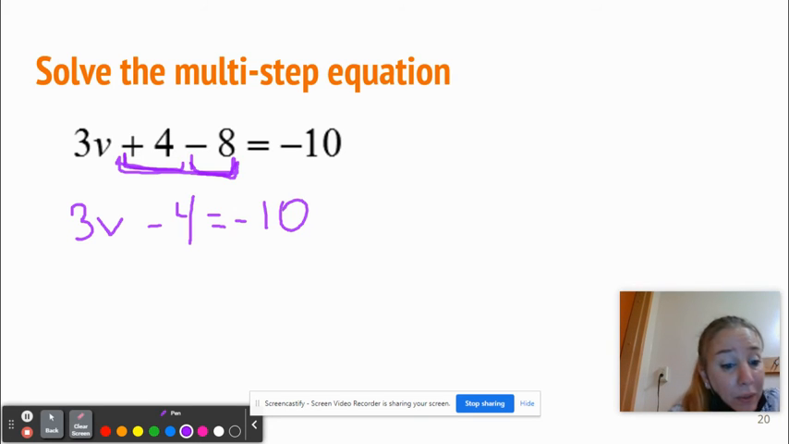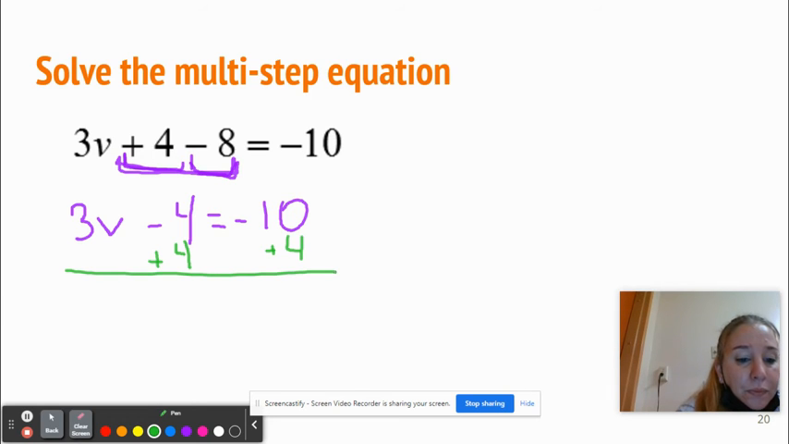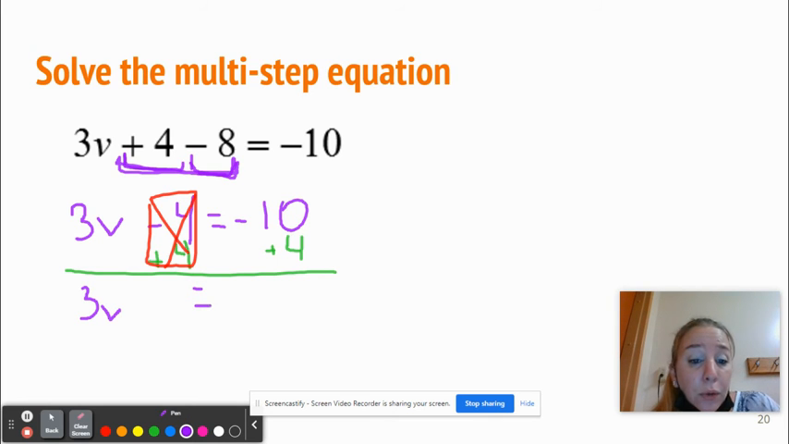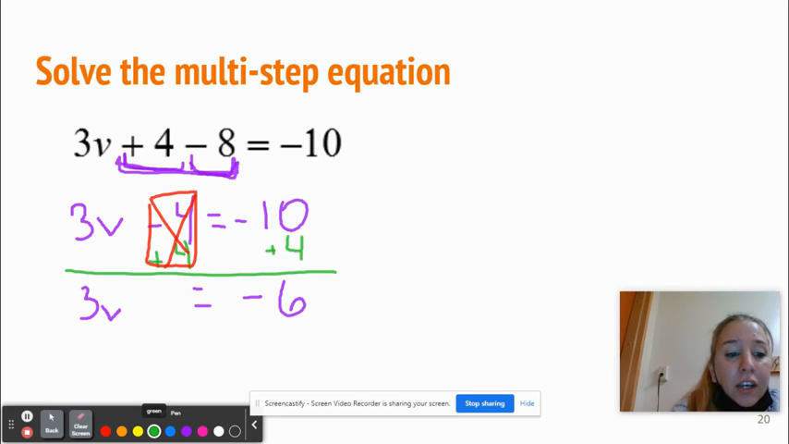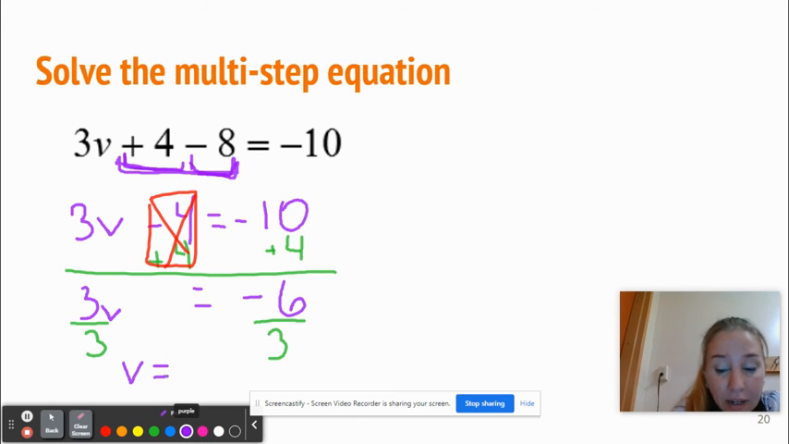And now, again, before we can get the variable alone, we have to get the variable term alone. So this -4, we would add 4 to both sides. 3v never got touched, just comes down. These become 0. Equal sign. -10 plus 4, you owe me 10. You have 4 in your pocket. You would still owe me 6 at the end of the day. And then over here, 3 times v, we divide both sides by 3. And you would get v equals negative divided by a positive is negative. 6 divided by 3 is 2.